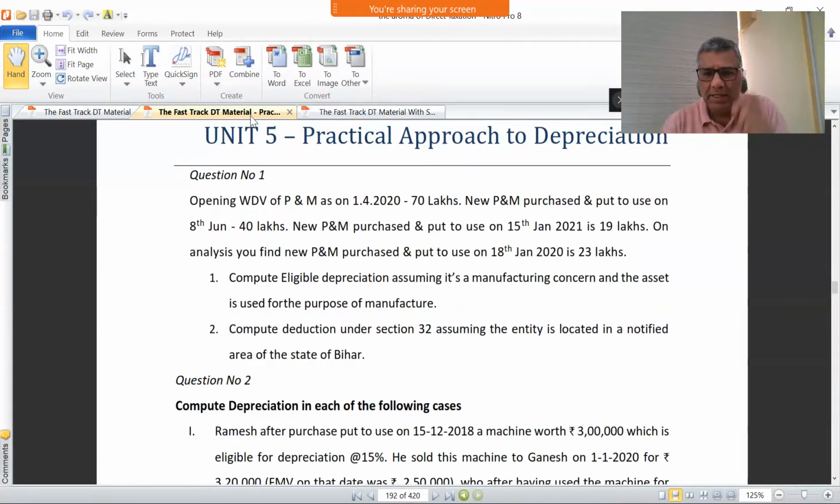Question number 1 should be 191 for you. Opening WDV 70 lakhs, new plant and machinery put to use 40 lakhs on 8th June, 15th January 19 lakhs. On analysis, you find that last year, that is 1920, there was an asset put to use for 23 lakhs. Compute eligible depreciation, assuming it's a manufacturing concern and the asset is used for the purpose of manufacturing.